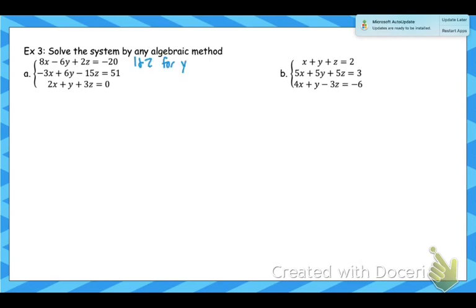I can add those together, and that gives me 5x minus 13z equals 31. All right, so now I still have to use y. So again, once I've picked a variable, I need to use that variable for the next set. But which equations I pick, it's up to me. So I'm going to use the first equation and the third equation. But again, I have to eliminate y. So I'm going to multiply the bottom equation by 6.